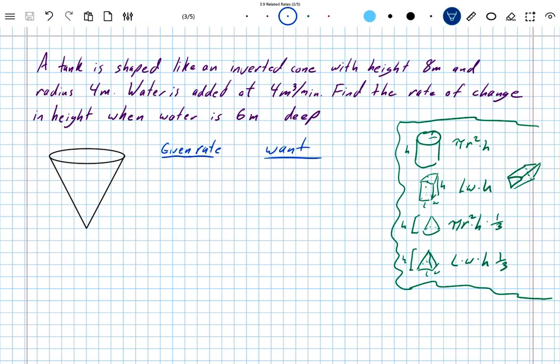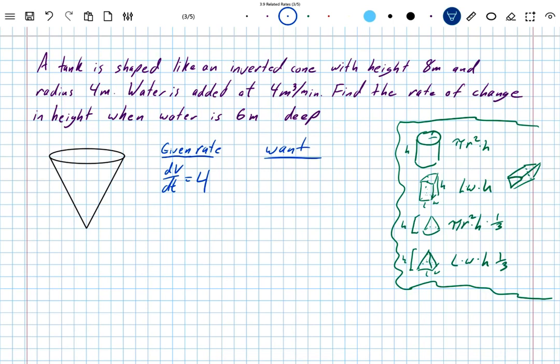So 4 cubic meters, what is that measuring? Well, that's a volume. A cubic meter is like a box, a meter by a meter by a meter. So that's definitely a volume. So the change in our volume, dV/dt, is equal to 4. But this is a little weird because I've got this cone but I've got water being added at 4 cubic meters per minute.